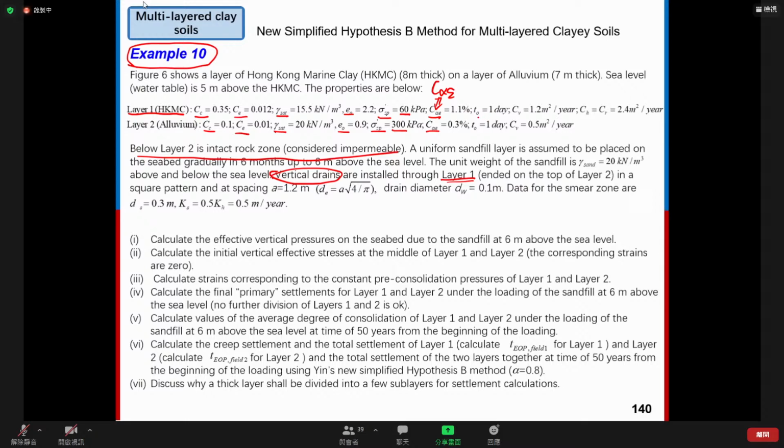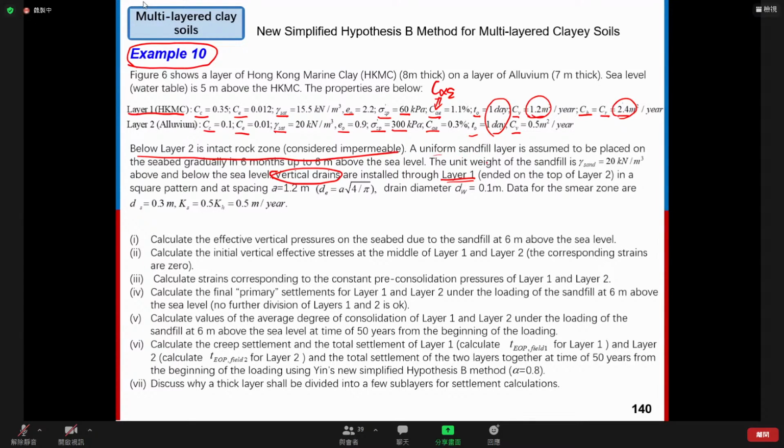So here we have C alpha e, t0 is always equal to 1 day. And Cv, the coefficient of consolidation in the vertical direction, and Ch, Cr, actually they are the same thing, horizontal or radial, equal to 2.4. You can see that the Ch or Cr is 2 times larger than the Cv. We already discussed why the horizontal permeability will be larger than the vertical permeability in our previous lecture. So we have all the parameters here.